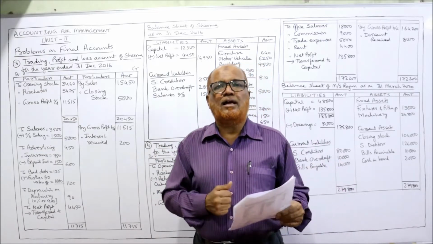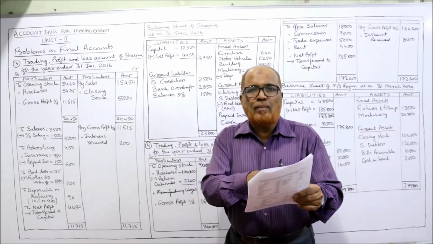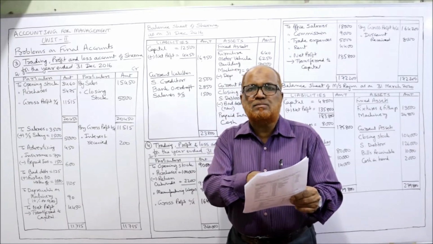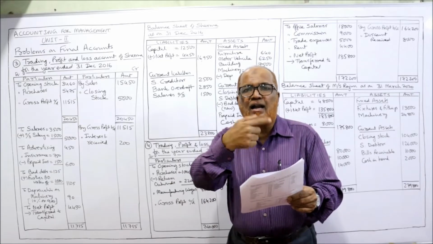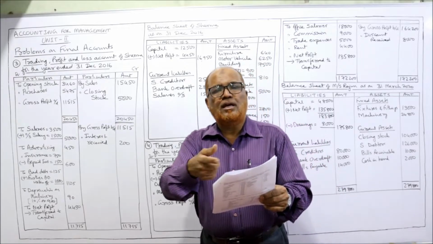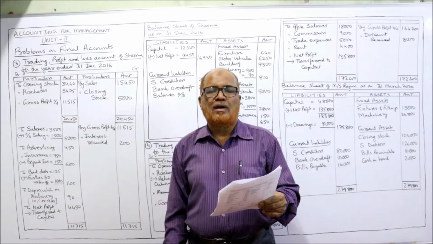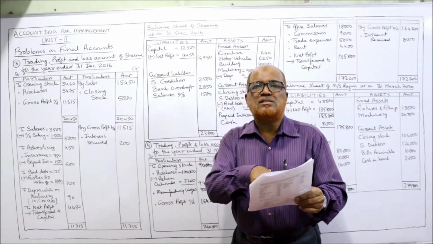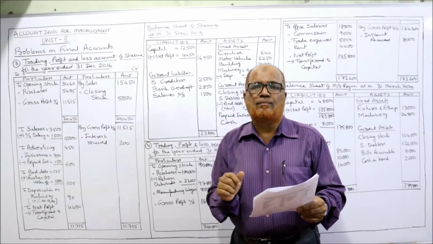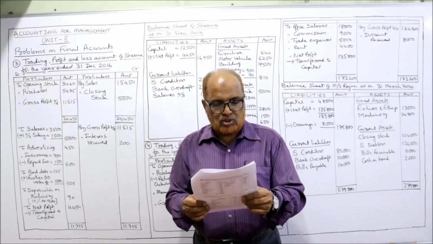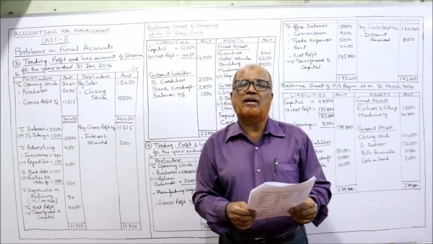The treatment regarding adjustments: the new bad debts which are given in the adjustment will appear twice. Once, these new bad debts will be added to old bad debts in the profit and loss account debit side. And the new bad debts will be deducted from debtors on the asset side of the balance sheet. Depreciate machinery by 10%.